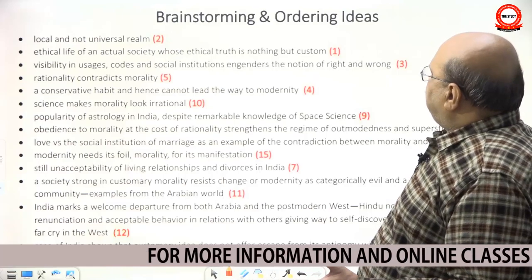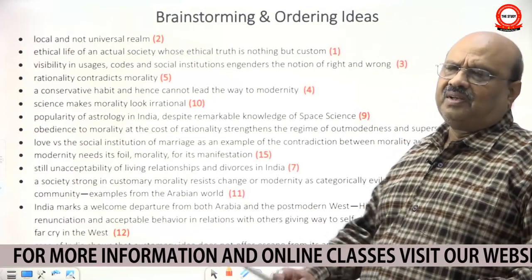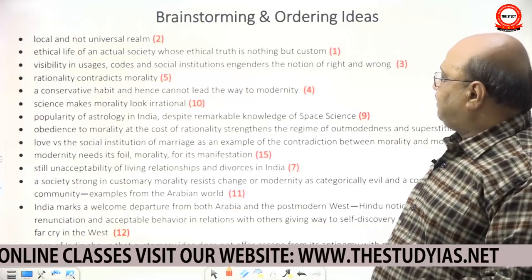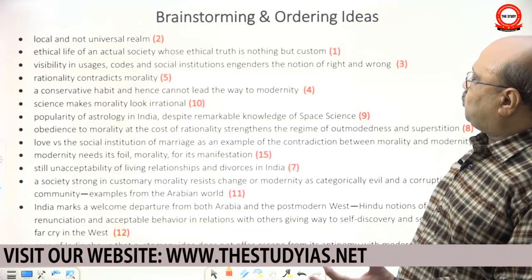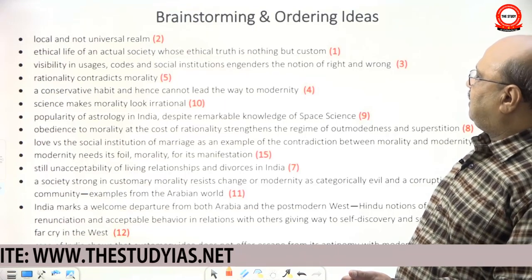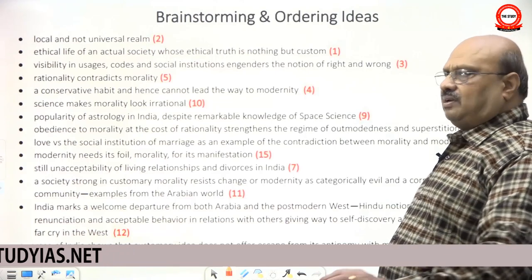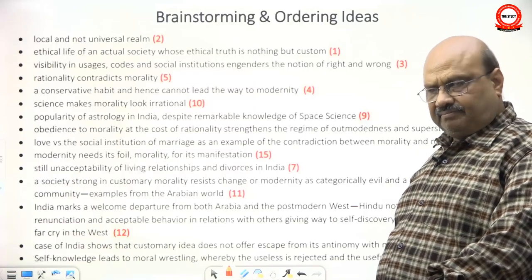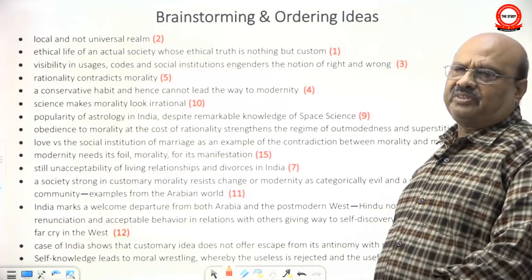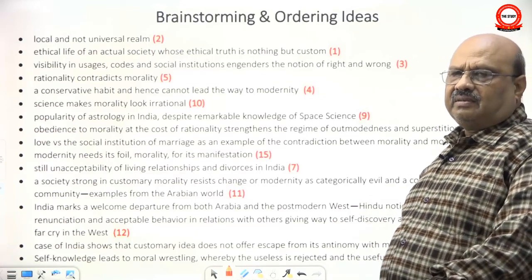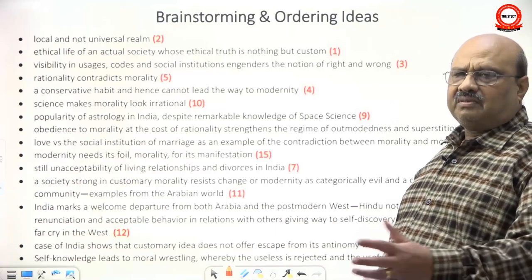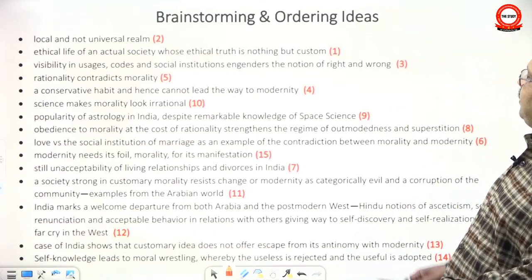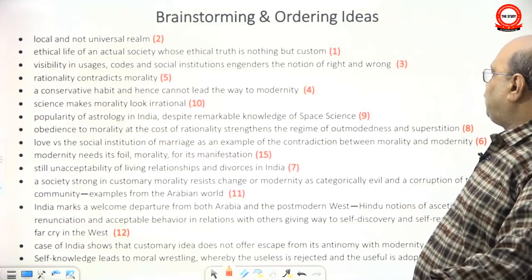Ethical life of an actual society, which is ethical truth, is nothing but custom. And the visibility of this customary morality can be seen in usages, codes, social institutions. This visibility gives us the notion of right or wrong: doing something is right, doing something is wrong. For vegetarian India, eating plant food is right, eating animal food is wrong. For the Muslim, it may not be so. Rationality contradicts morality. A conservative habit hence cannot lead the way to modernity.